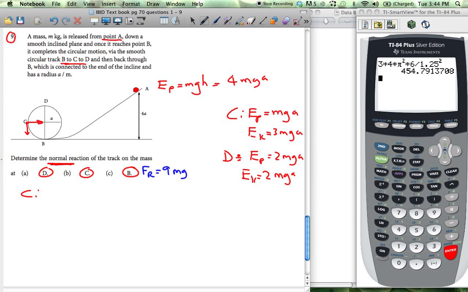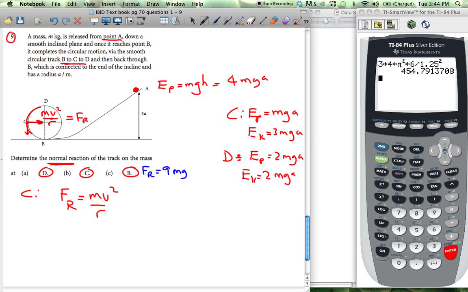So this force inwards is not going to be involved with your mg. So this force inwards is purely going to be your mv squared over r force. And that's going to be your force of reaction. So that's caused by the circular track pushing on that ball. So we're going to get our force reaction is equal to mv squared over r.